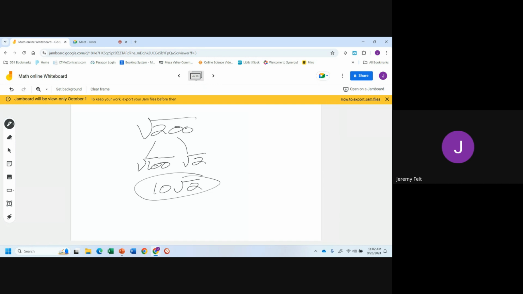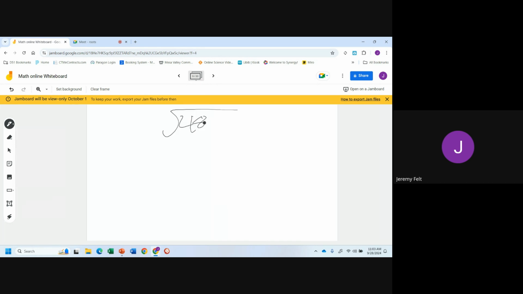So yeah, we get 10 times the square root of 2, and it's 14.14213562. Not just close, the exact same. So this is equal to that. And we leave it like that because it's irrational, but we have it simplified because we've pulled out a perfect square.